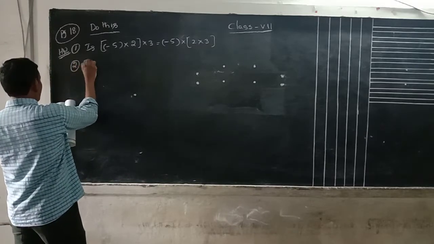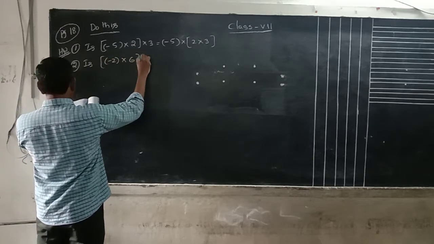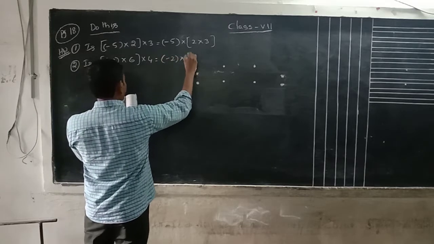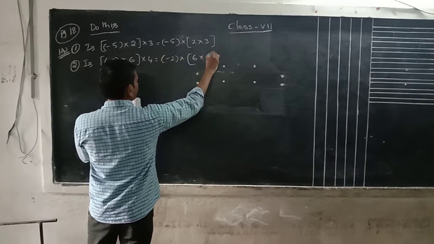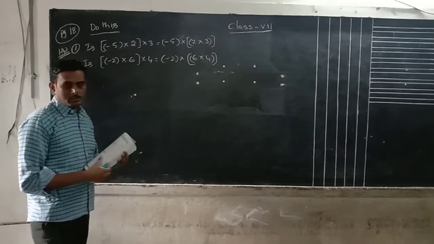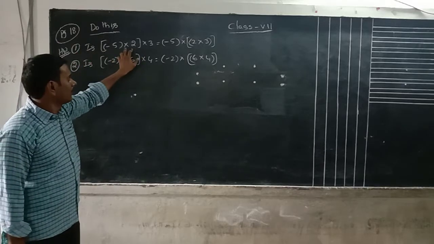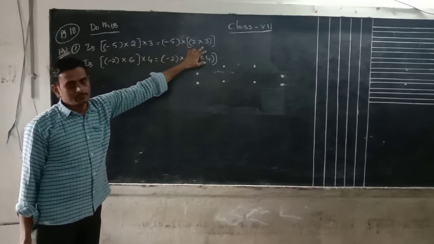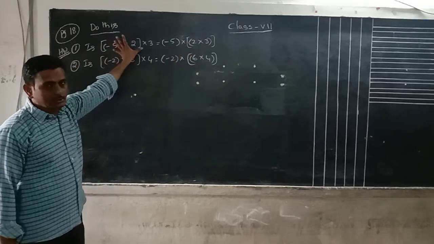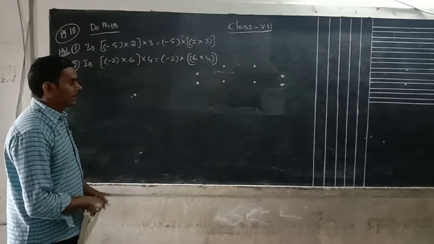The second one I will explain is minus 2 multiply 6 multiply 4 equals minus 2 multiply 6 into 4. Here brackets are given; we can keep brackets, no problem. If you observe here, in this question and this question, we have only one symbol, multiply. Here only 3 digits are used, and here only 3 digits. Similarly, this one also. This is called the associative property.